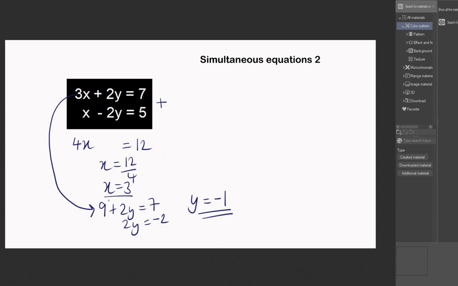Now we can check that, see if it works. x is 3 and y is minus 1. Well, it definitely works on the top one. And on the second one we get 3, and this will be minus 2 times minus 1, which is plus 2. So 3 plus 2 is 5. So it does actually work. So the idea is that if you have the same number in front of one of the variables, but one is positive and one is negative, you need to add, and then it'll cancel out.